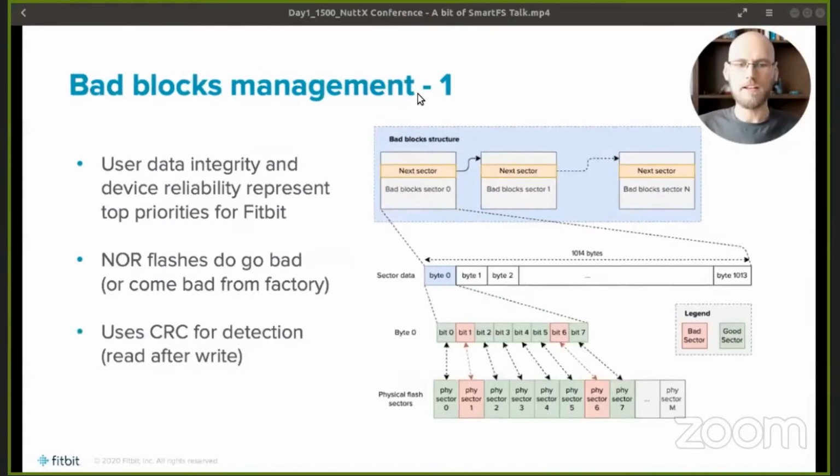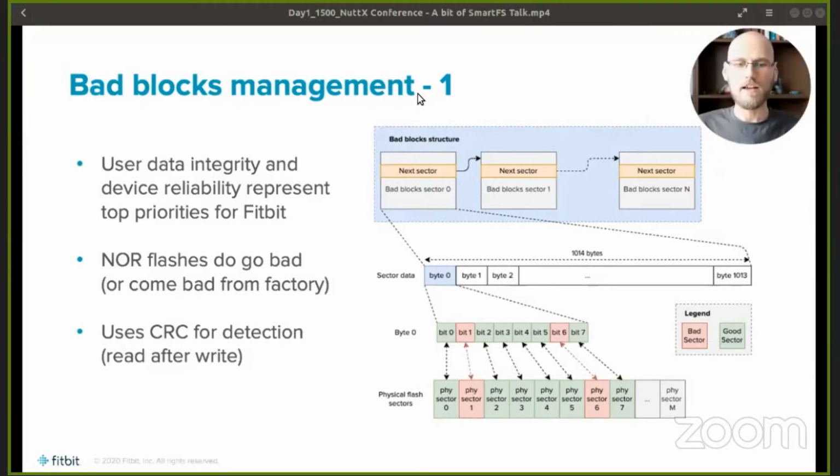Contrary to popular belief and flash chip datasheets, some NOR flash memories do come bad from the factory. Well, not entirely, only a few pages, but having a few pages unable to store data could have catastrophic results. Just imagine your heart rate or steps records being stored in such a page. The user experience will definitely be affected.